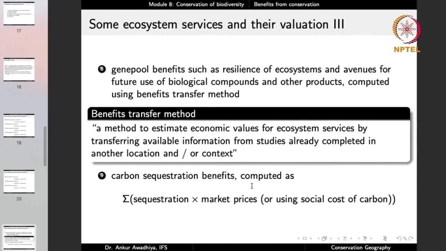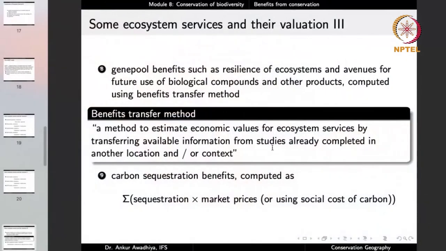We can do carbon sequestration benefits computed as sum of carbon that has been sequestered multiplied by market prices. Now in this case, those countries that are going to emit more carbon dioxide into the atmosphere than is permissible under their quota can purchase carbon credits from other countries that are emitting less than their own quotas. And in this case, the carbon credits are traded on a world market. So we can make use of the current trading price of carbon to compute the carbon sequestration benefits.